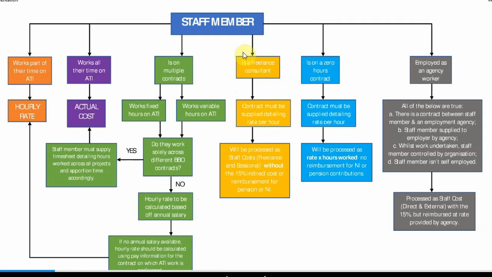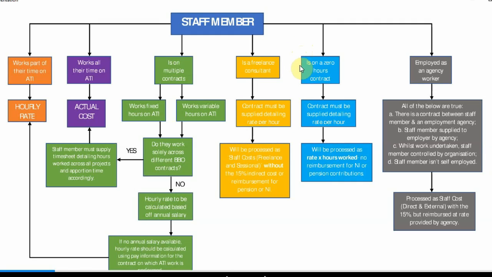Freelance consultants can also be claimed on ATI. You must supply the contract detailing rate per hour, and it will be processed as a staff cost, freelance and sessional, without the 15% indirect cost or reimbursement for pension and NI.